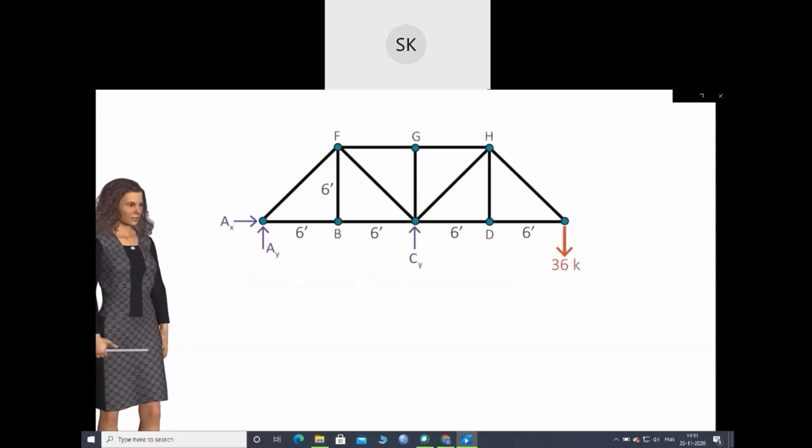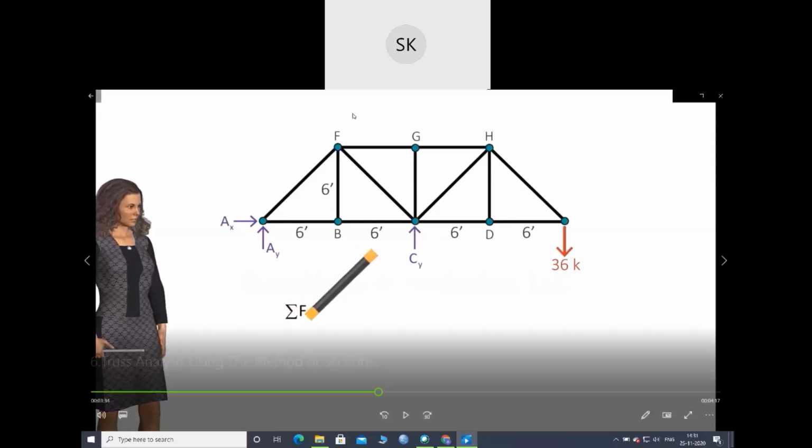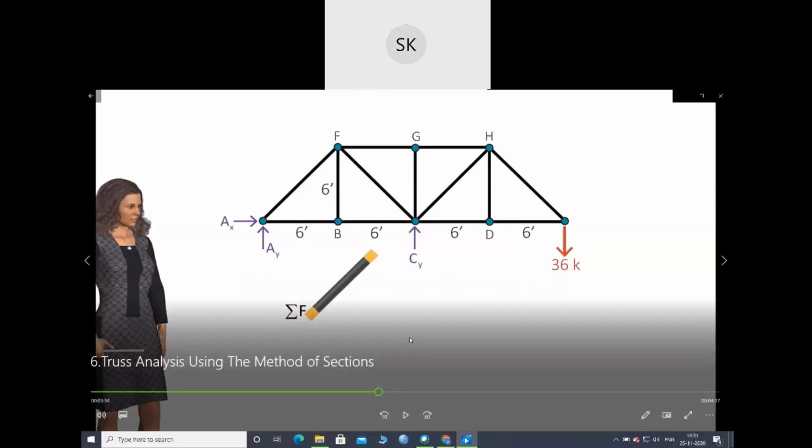We can calculate the support reactions by writing the static equilibrium equations for the entire truss. The sum of the forces... So it is saying that if you find out the support reaction, it will be easy for you when you need to find the force in these outermost members. So she is suggesting that you should find out the support reaction first, though it is not necessary.